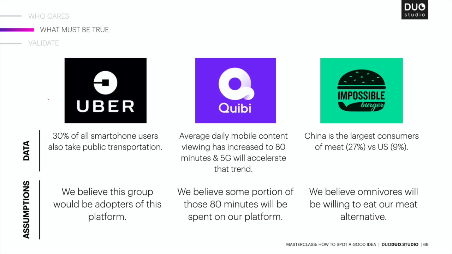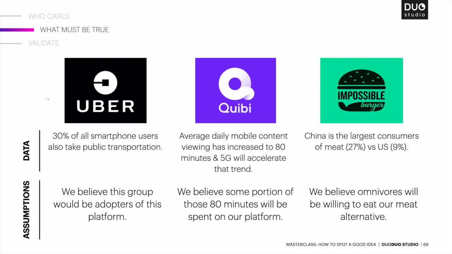If you were Uber, you would respond, well, we believe that this group would be adopters of this platform. If you're Quibi, why do you believe that 80 minutes of mobile viewing is important to your hypothesis? Well, you would respond, we believe that some portion of those 80 minutes will be spent on our platform. And over to Impossible Burger, they may respond, well, we believe omnivores will be willing to eat our meat as an alternative. This exercise sets you up for accountability. How do you prove that 30% of people with smartphones who take public transportation would be adopters of your platform?